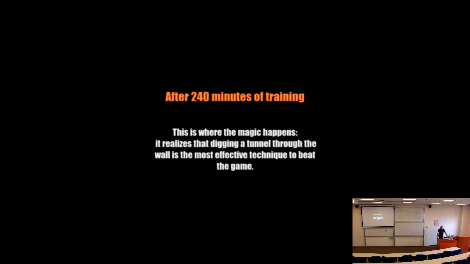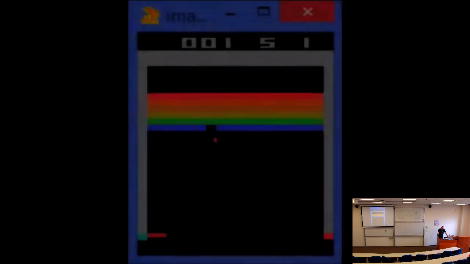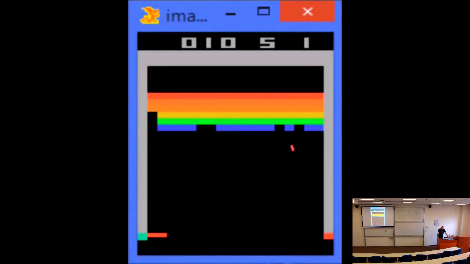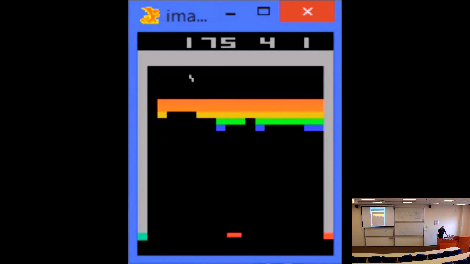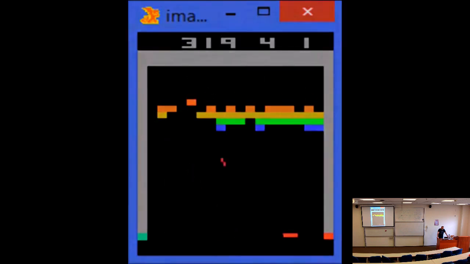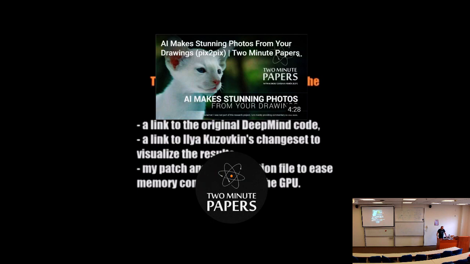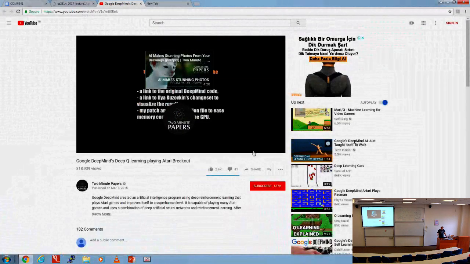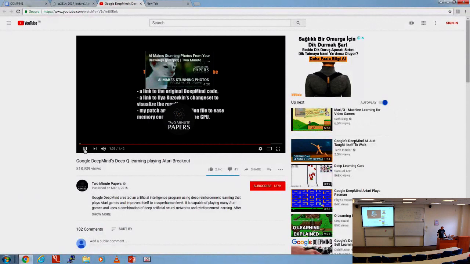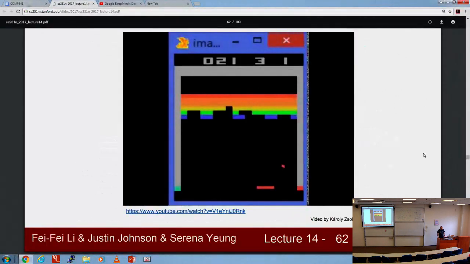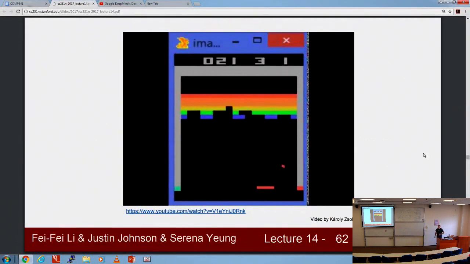And after 4 hours of training, it actually discovers something that the designers of the program didn't know about, which is if you dig a tunnel on one corner and send the ball up, it will basically keep eating the wall from up there without you doing anything. Okay? So it discovers that strategy on its own, with only the raw supervision from the game scores.